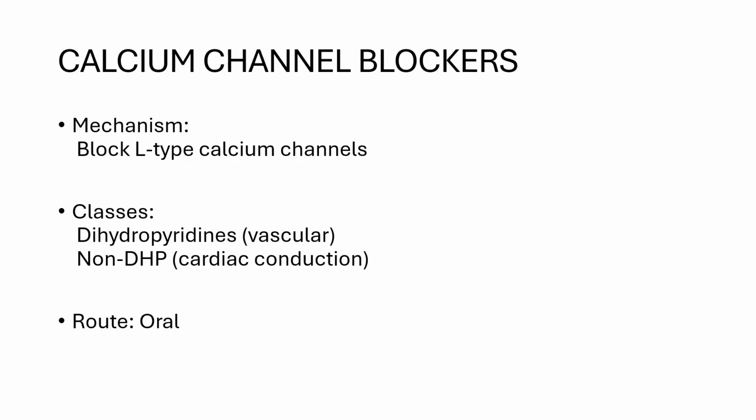There are two major classes that you will need to differentiate. Dihydropyridines primarily act on vascular smooth muscle. Their main effect is vasodilation and reduction in systemic vascular resistance. The other class is the non-dihydropyridines. They act more significantly on the cardiac tissue, so they decrease AV node conduction and reduce myocardial contractility.